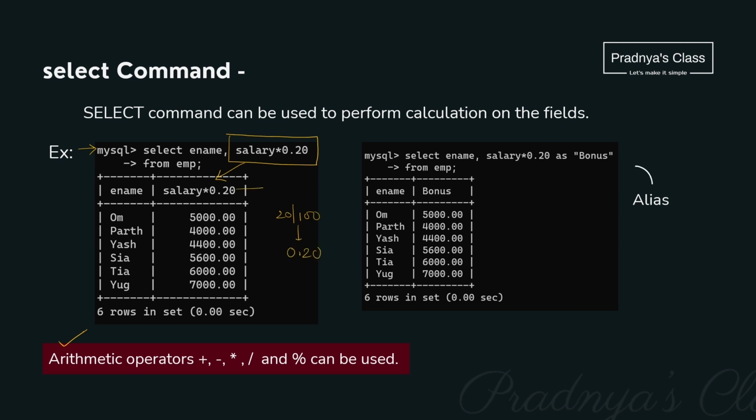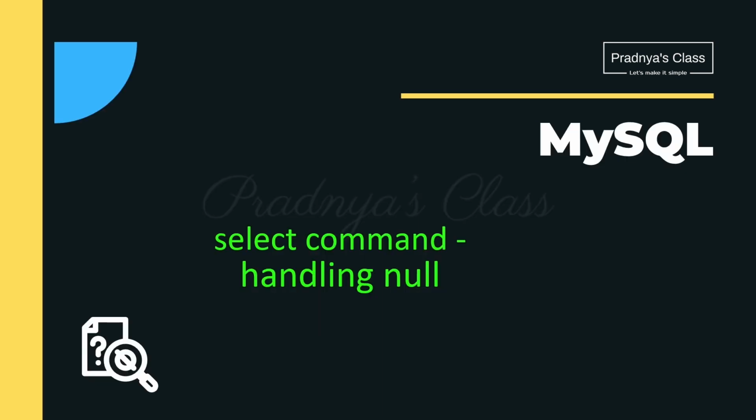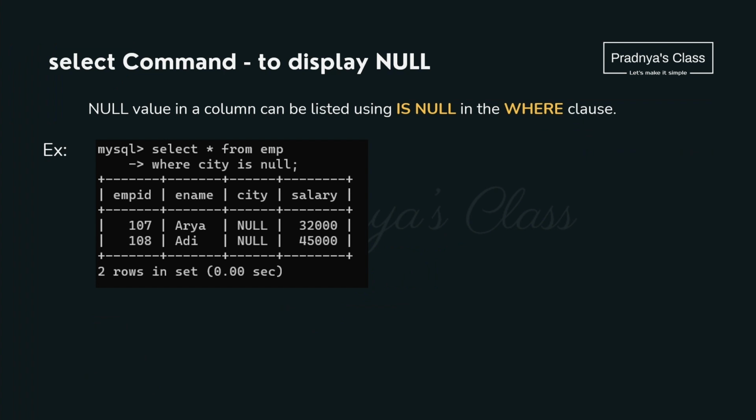Look at the column header. It will display as it is specified here. If you want to rename it and give it a meaningful name, you can do that with the AS keyword. Now this makes sense. Proceeding to one more important option that we will be dealing with in the select command, that is handling null. If you have some null values in a column and you want to list them, you can do that with IS NULL in the where clause.